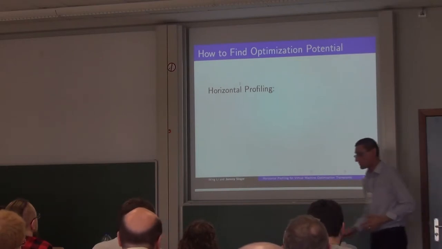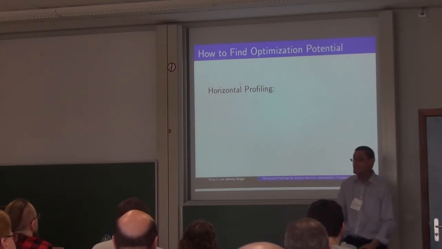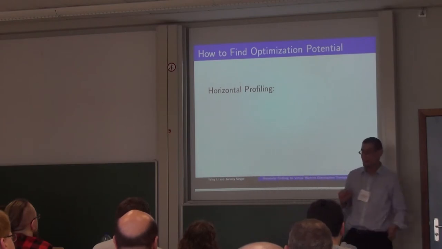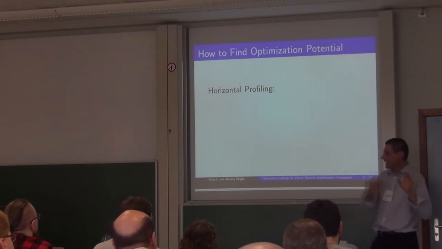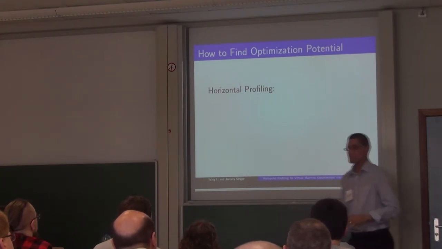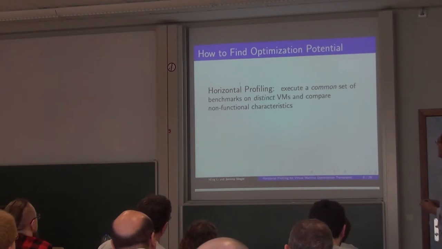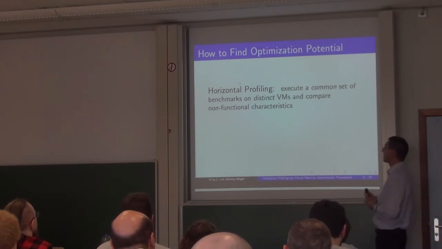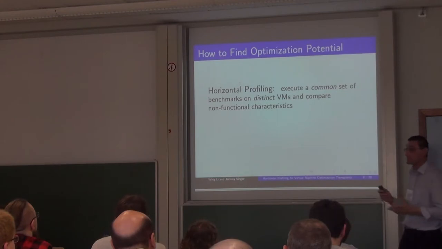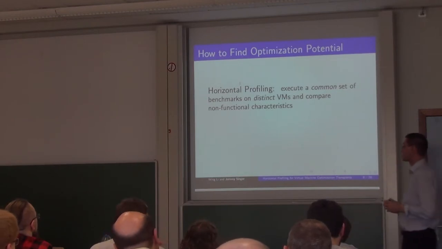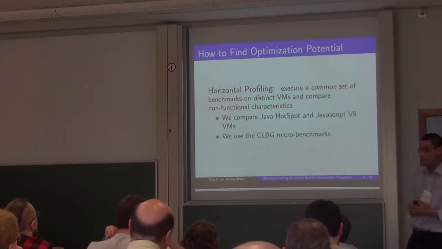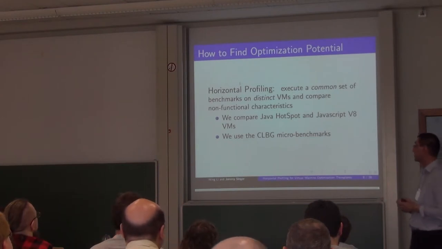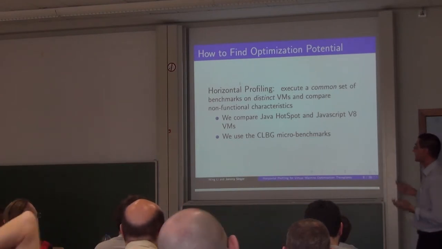With horizontal profiling, you do the same thing, but instead of one stack, you've got two stacks, one for each runtime. You run the same thing as much as possible on both these two stacks and look across them and see what quantitative differences you can discover. So we are going to execute a common set of benchmark code on distinct virtual machines, that's our two runtime stacks, and compare their non-functional characteristics in some way. For the purposes of this talk, we're going to compare HotSpot Java code with V8 JavaScript code.